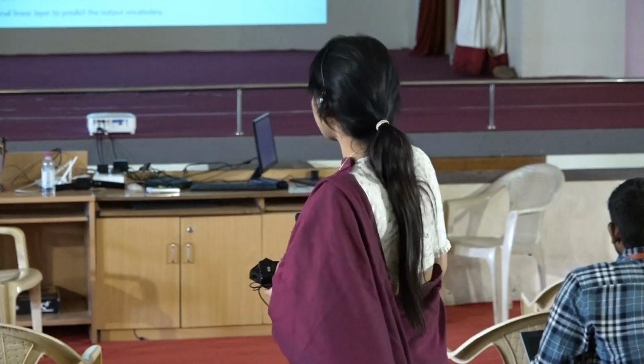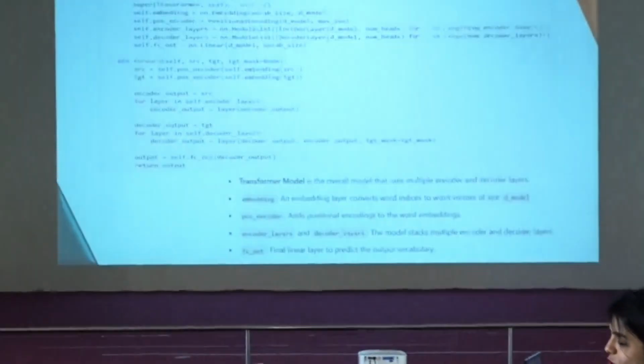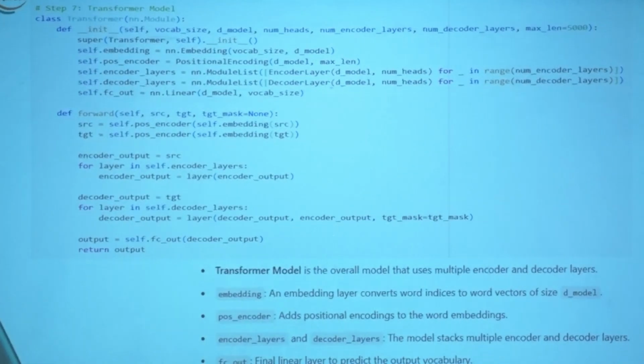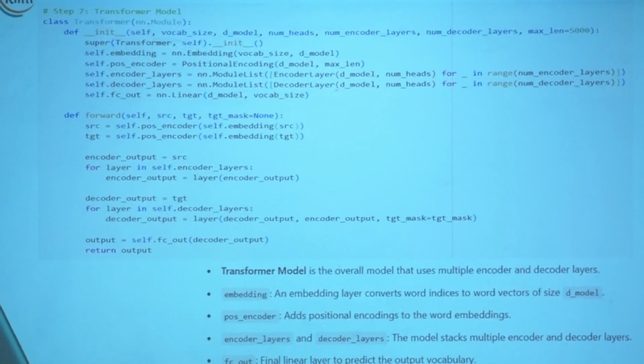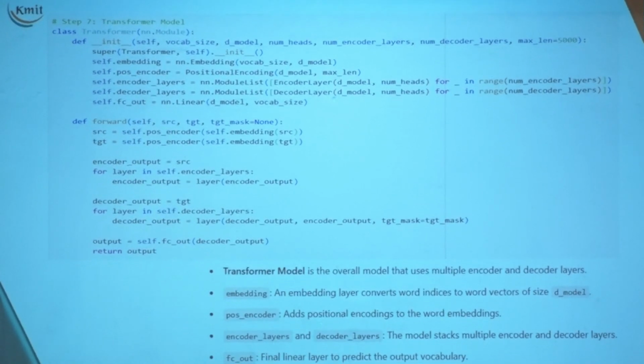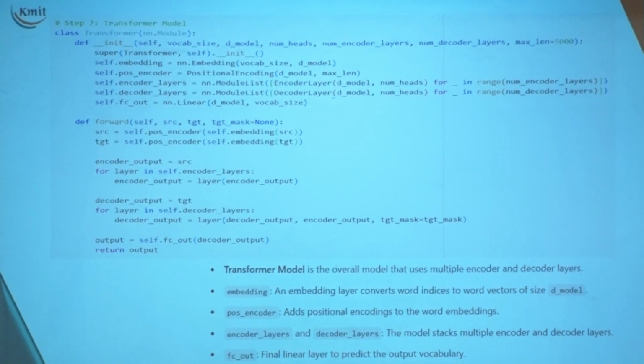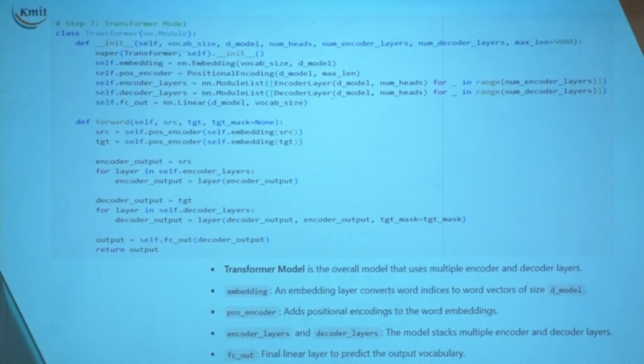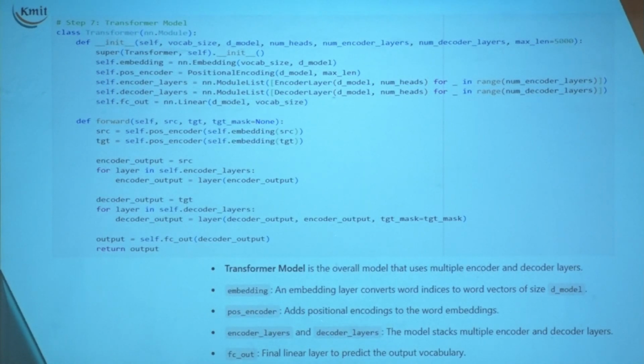Now the last step. What is the last step? The transformer model, put it all together. So in this, I use what? I use the encoder block, I use the decoder block, I use the linear, I use the softmax. Okay. Now let's look into this. I'll just zoom this.